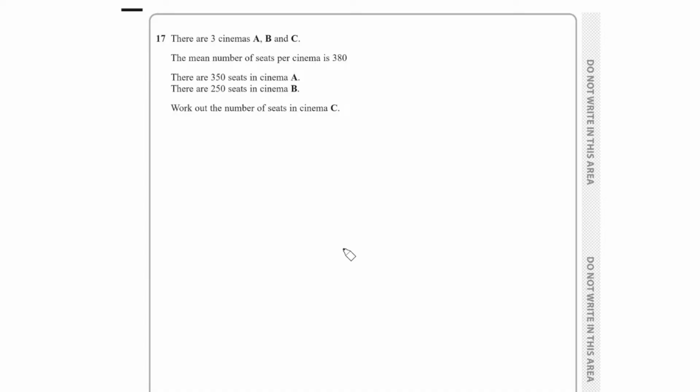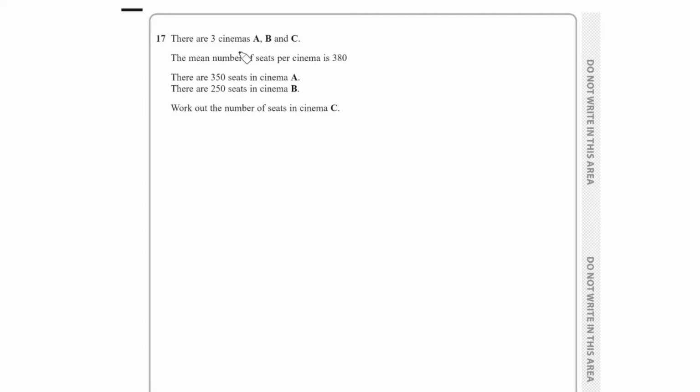Okay, question 17. There are 3 cinemas, A, B, and C. The mean number of seats per cinema is 380. There are 350 seats in cinema A and 250 seats in cinema B. Work out the number of seats in cinema C. So this topic I would call reversing the mean. We need to kind of undo it, go backwards.